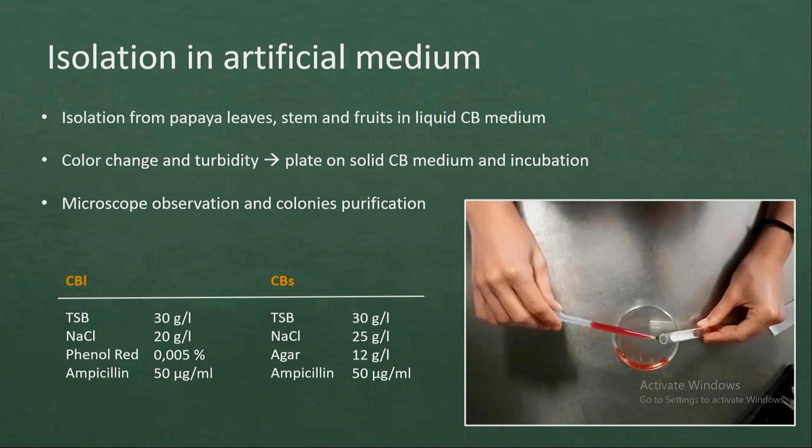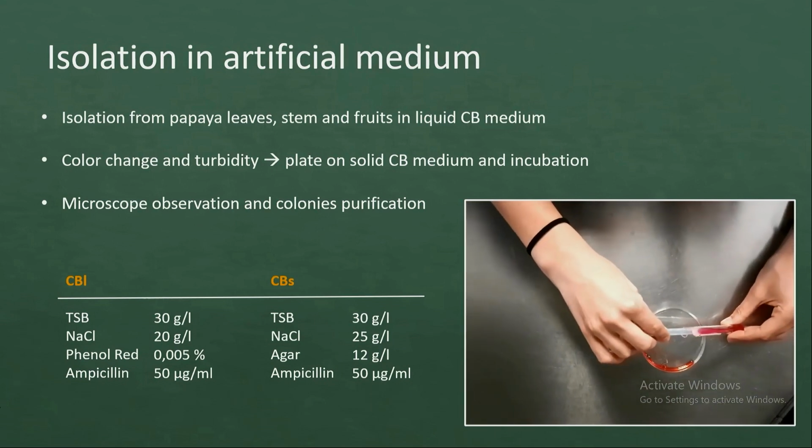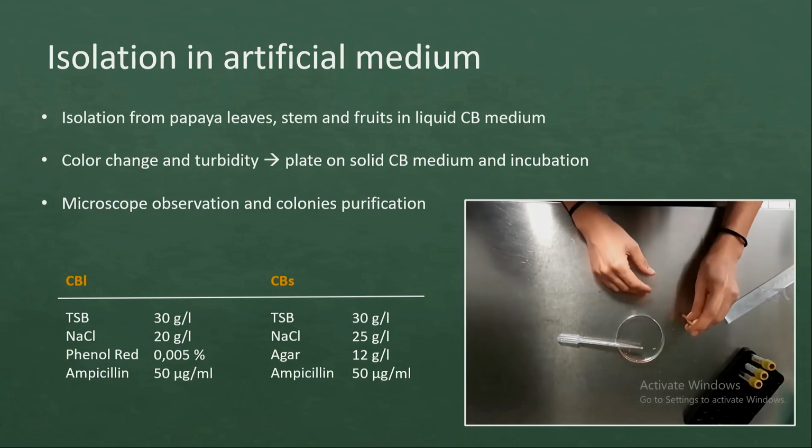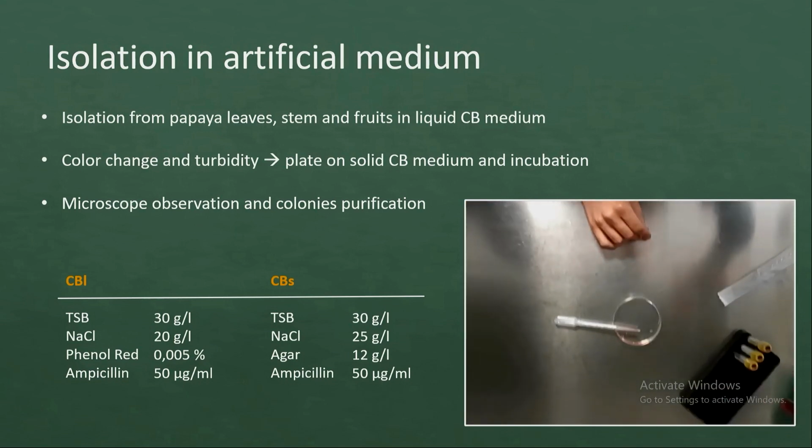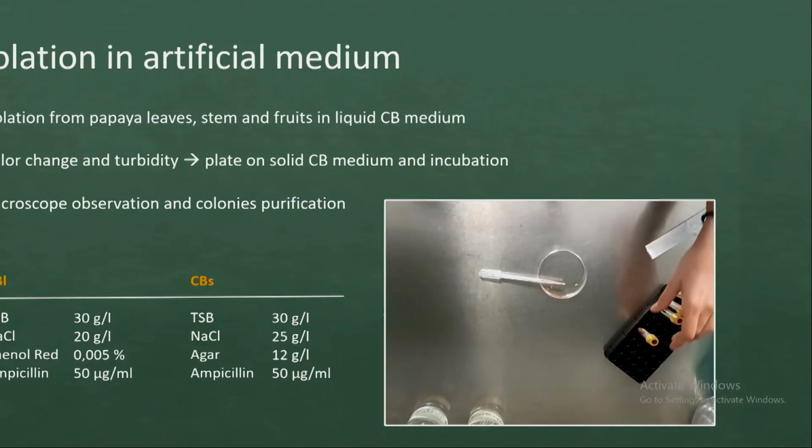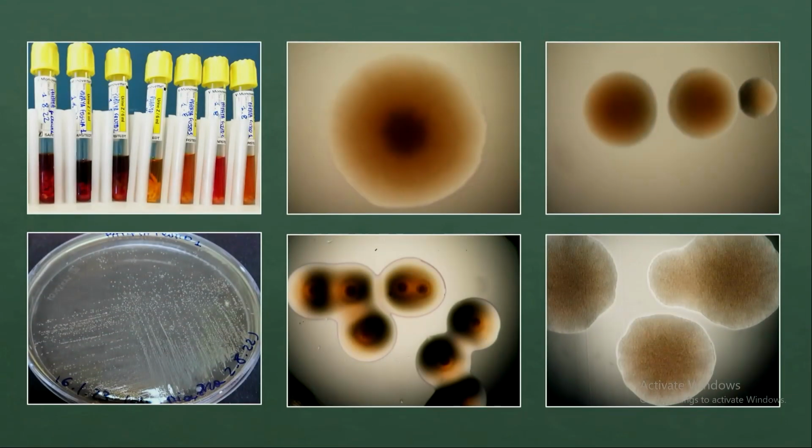So after 24-48 hours, we obtained colonies that were also observed under the microscope, and we purified the colonies with different morphologies. Okay, here are some results from the isolation procedure. In the picture on the left, there are tubes with liquid culture with a different level of color change after the bacterial growth. Under these, there are colonies on the solid medium after 48 hours of growth. And on the right, there are some colonies that present different morphology observed at the microscope at 40x magnification.